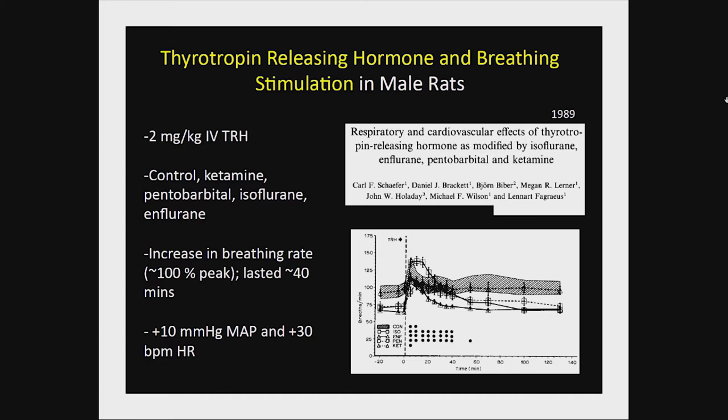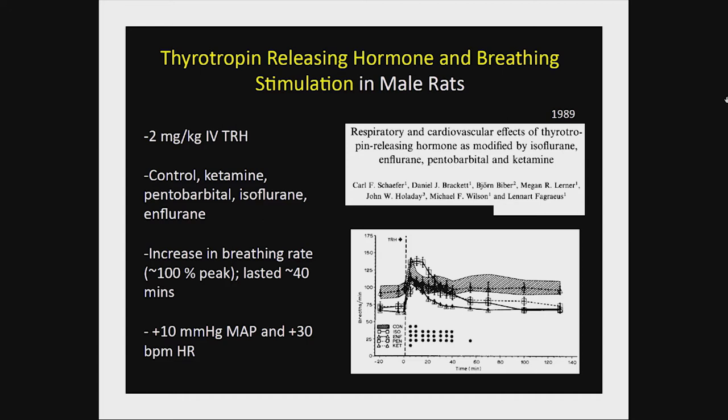So this is the figure from that paper where the y-axis is the breathing rate, normalized breathing rate, and this is time in minutes. And you can see with the injection of TRH, there's a nice stimulation in breathing, and it goes down. The hashtag here, these are just the 95% confidence window for the conscious animal. So the breathing effects were a little bit more striking in the anesthetized animal.